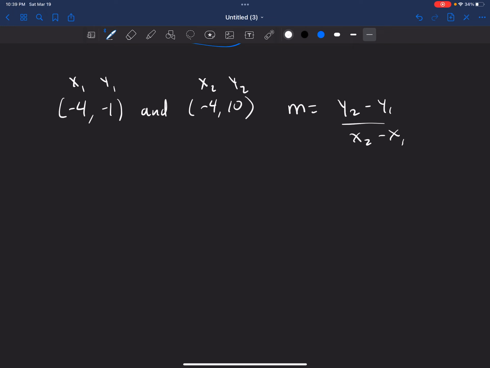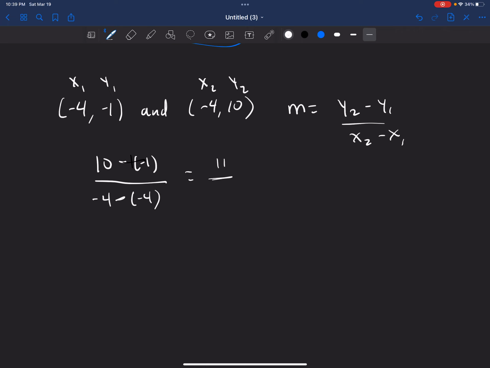So my y2 in this case is 10, so I write 10. And then make sure to have that minus sign right after. And my y1 in this case is -1. So I put the parentheses -1 all over my x2, which is -4. Minus sign right after. And then x1. x1 is -4. Okay, now I'm going to go ahead and start adding top and bottom. 10 minus -1. A negative times a negative is a positive. So that's just going to turn into a plus sign. So 10 plus 1 should be 11.